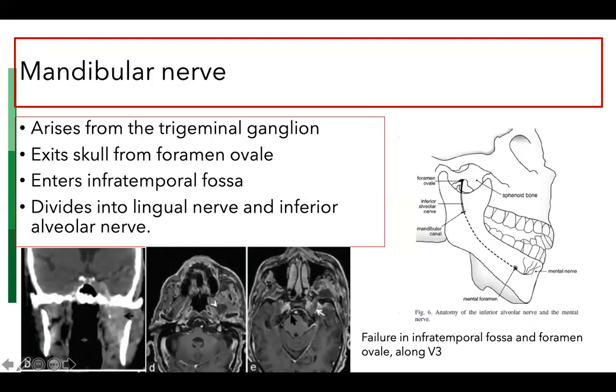In this place, we see where the mandibular nerve lies in this patient who has had a failure, or where the foramen ovale is in relation to the contralateral side. We can see the failure site here. So this is how the mandibular nerve presents.